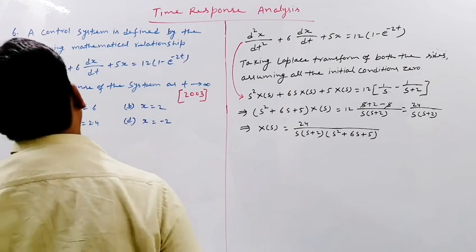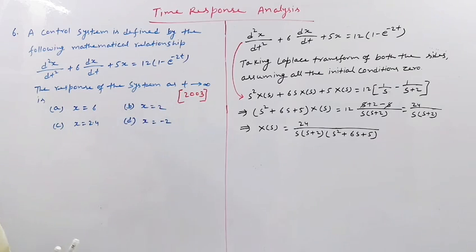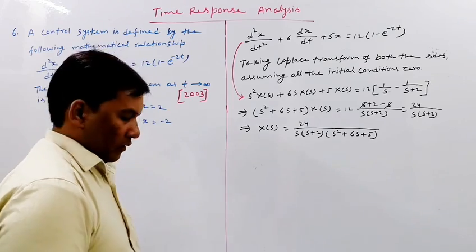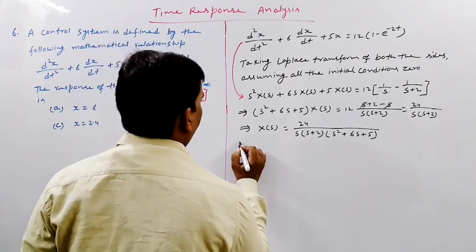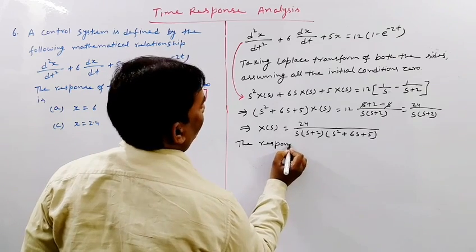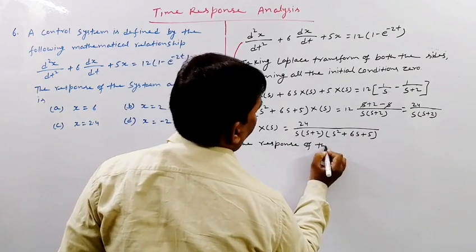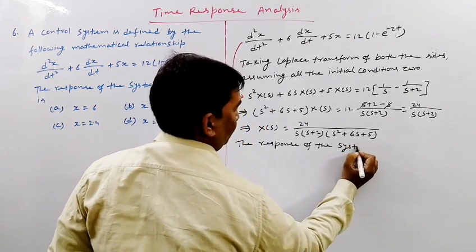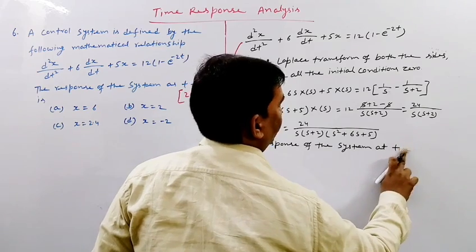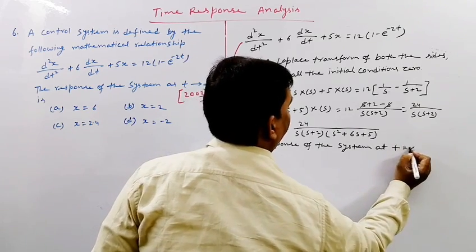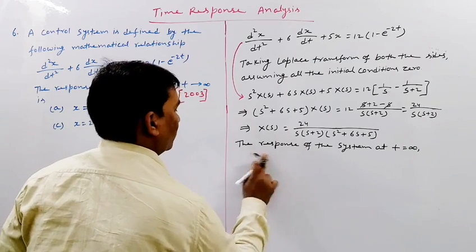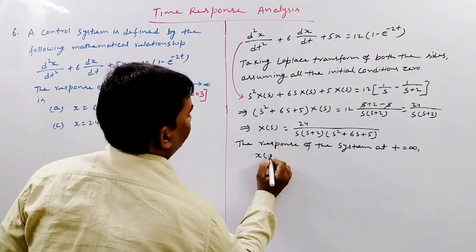Now the question is asking about the response of the system as t tends to infinity. So now we have to apply the final value theorem of Laplace. So the response of the system at t equal to infinity is given by x(infinity).